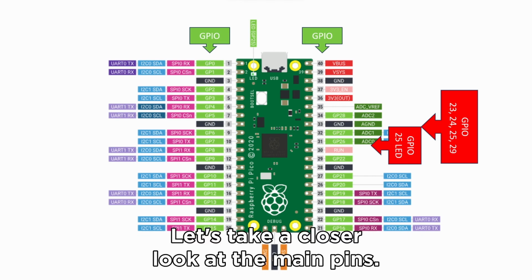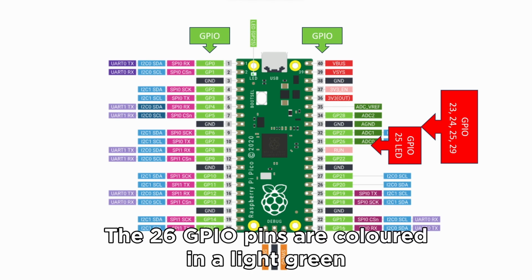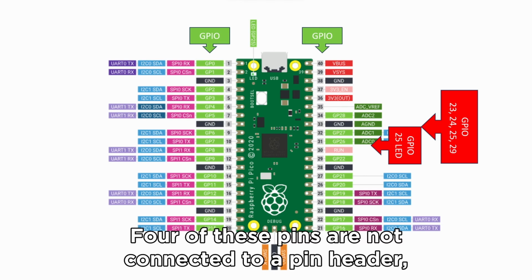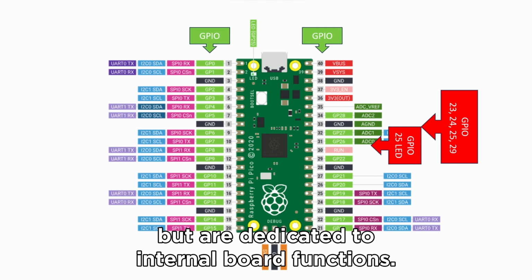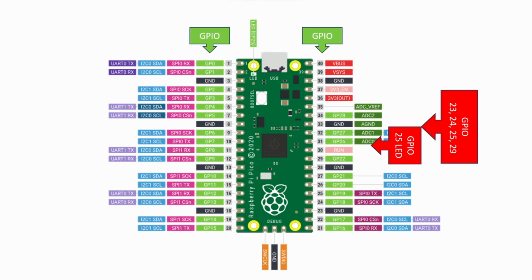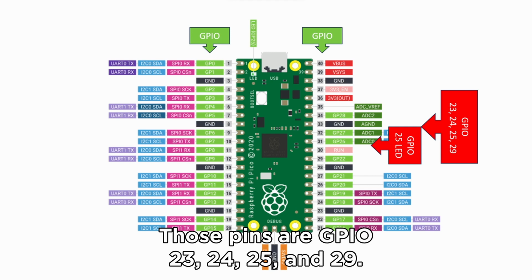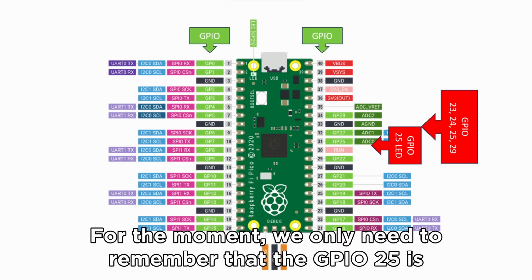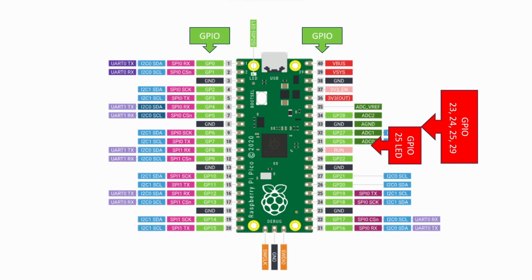So let's take a closer look at the main pins. The 26 GPIO pins are colored in a light green on the diagrams. They are numbered from GPIO 0 to GPIO 29. 4 of these pins are not connected to a pin header, but are dedicated to internal board functions. And those pins are the GPIO 23, 24, 25 and 29. For the moment, we only need to remember that the GPIO 25 is connected to the onboard LED.